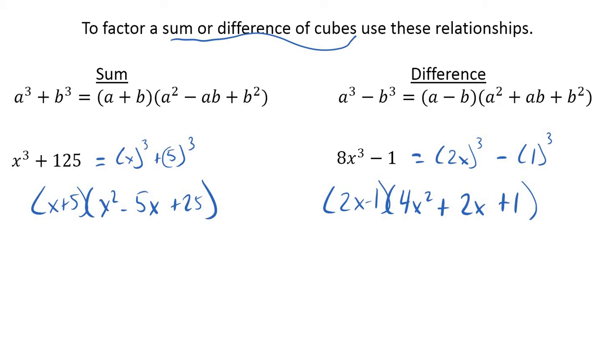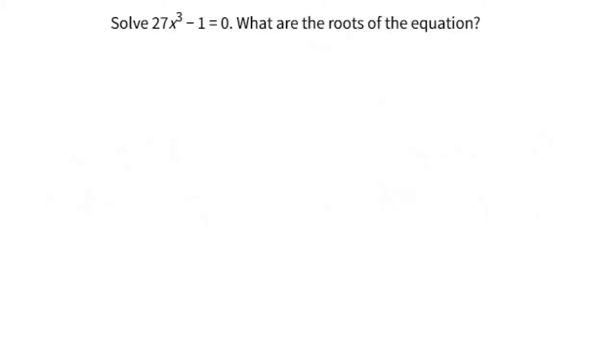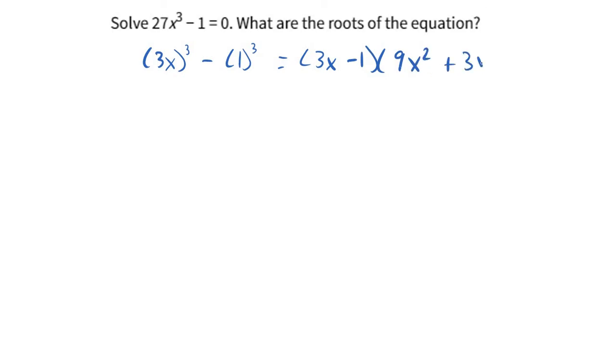So again, it takes a little practice, but write down those relationships. We can use that to solve some equations like this. 27x cubed minus 1 equals 0. What are the roots? So they basically want us to solve it. Well, isn't this the same as 3x cubed minus 1 cubed? So we're going to use that special pattern, all right? So that pattern, and again, you just wrote it down, I hope, so go look at it. So it's 3x minus 1. Then we got 9x squared, so a squared plus ab plus b squared.